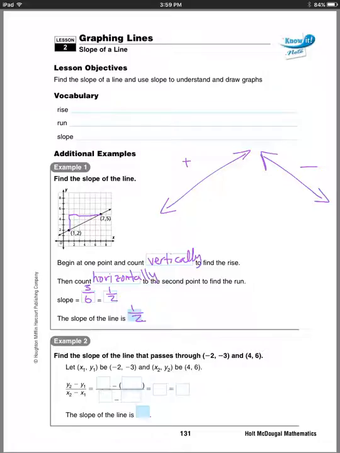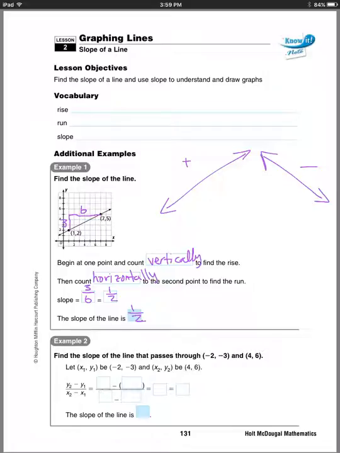So all I did was I counted my vertical line. It was 3 units high, and then I counted from left to right my horizontal, and it was 6 units long. I always put my y, or my vertical line, first, and then I put my horizontal line second and simplify. If the slope is negative, I make sure to add my negative sign.